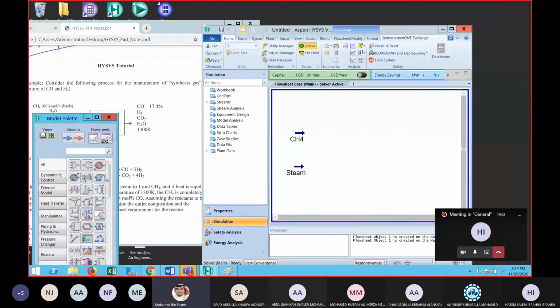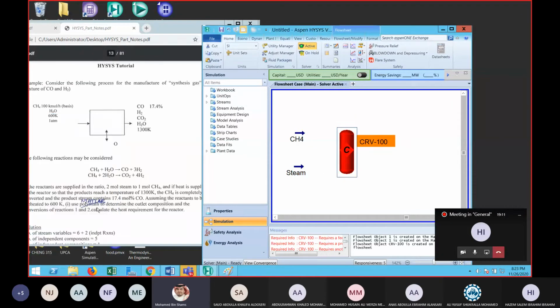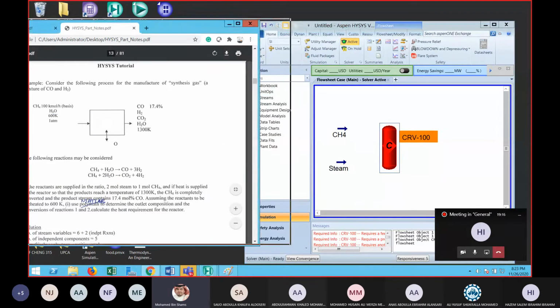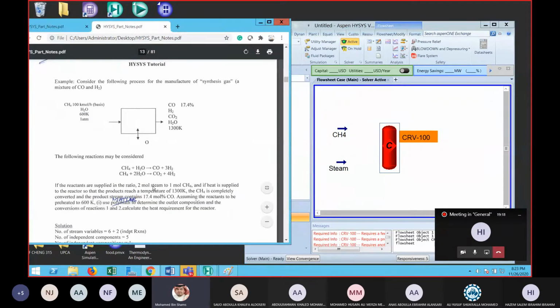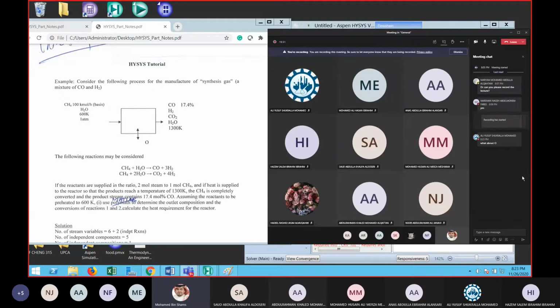Then we have a conversion reactor. No, sorry, not the separator. We have a conversion reactor. Added. So, if the reactants are supplied in the ratio of 2 moles, and heat is supplied to the reactor to produce, and is completely converted. Any question? Yeah, that's the Q, right? In the reactor. We're coming to it now.